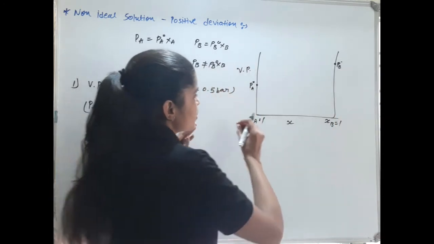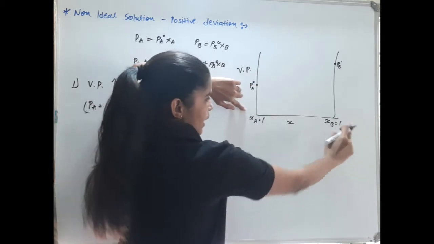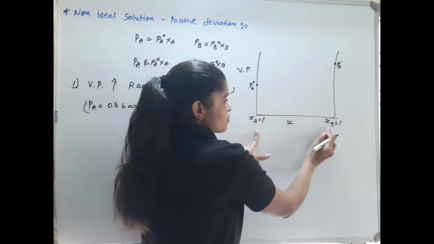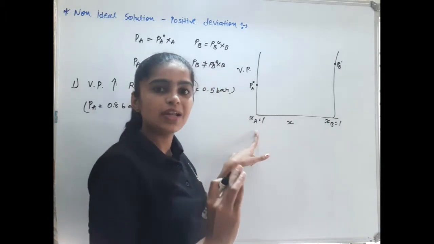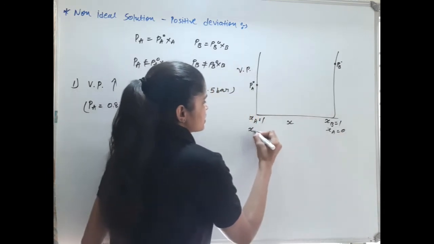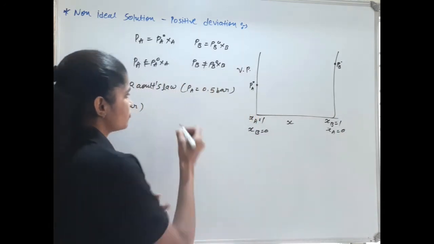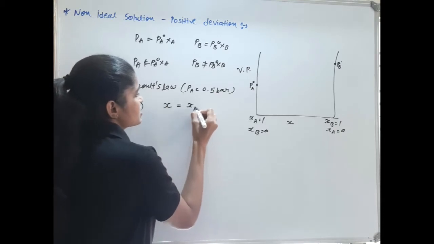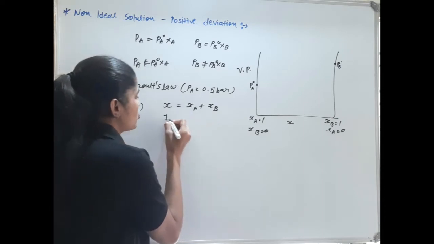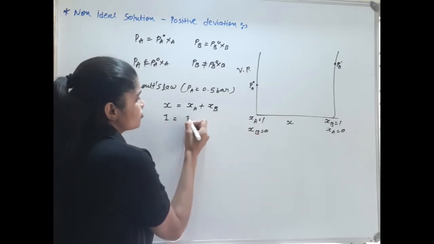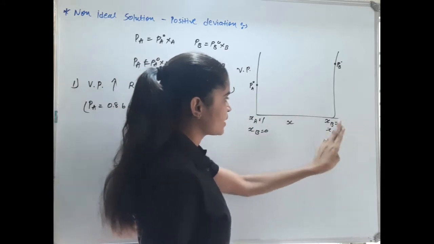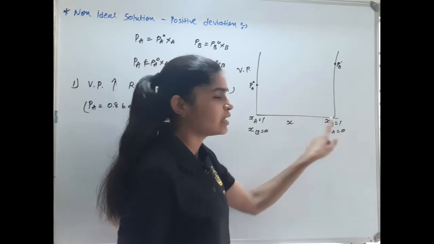Whereas we go from left to right, the XB value increases and the XA value decreases. So the XA value decreases to 0 and the XB value goes to 1. Because we know that the total mole fraction is XA plus XB, so the total value is always 1. Where XA is equal to 1, XB is equal to 0. When it goes from left to right, XB value is 1 and XA value is 0.